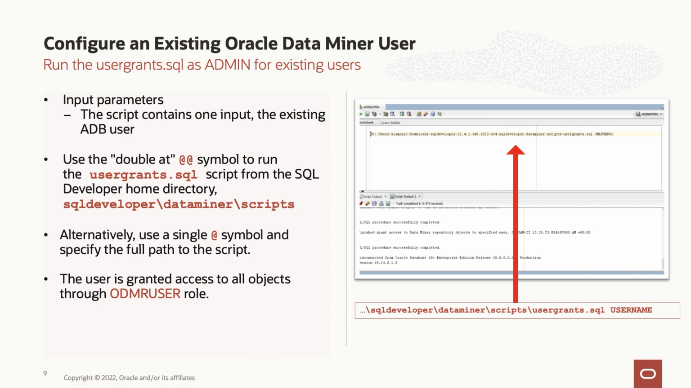Once you have the Data Miner repository installed, you'll apply the required grants to an existing database user, or you'll create a new user and apply the required grants to the new user. For an existing user, you'll run the SQL script user grants as admin, and the user will be granted access to all the objects it needs through the ODMr user role. And it's that simple. That's how we configure the existing database user. So let's look at creating a new user in the next slide.